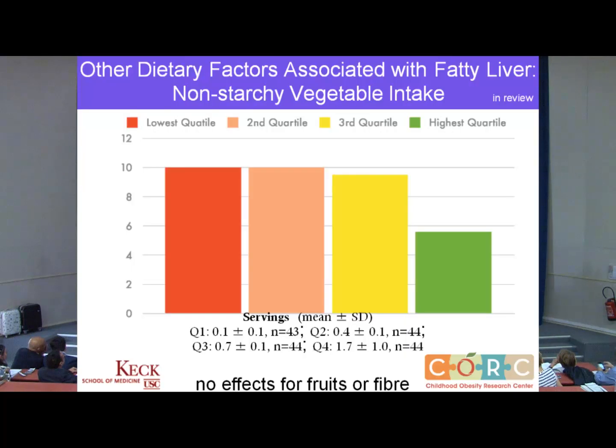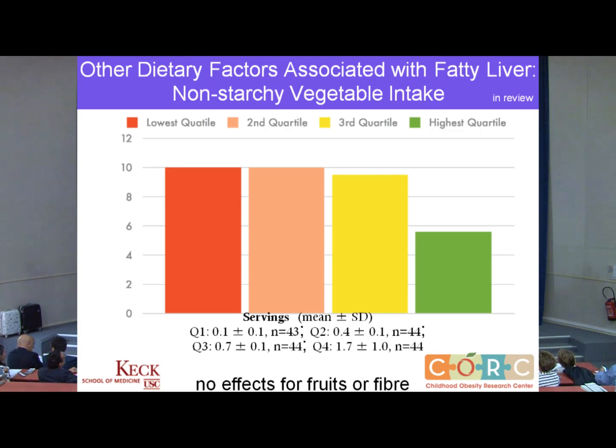Now, another interesting finding that's actually relevant to some of the discussion at this meeting is something that we just stumbled across recently and is currently under review. The only other dietary measure in these children that we found to be associated with fatty liver was actually a protective role of vegetable consumption. And this is non-starchy vegetable consumption, particularly leafy green vegetables, which you can see are protective.